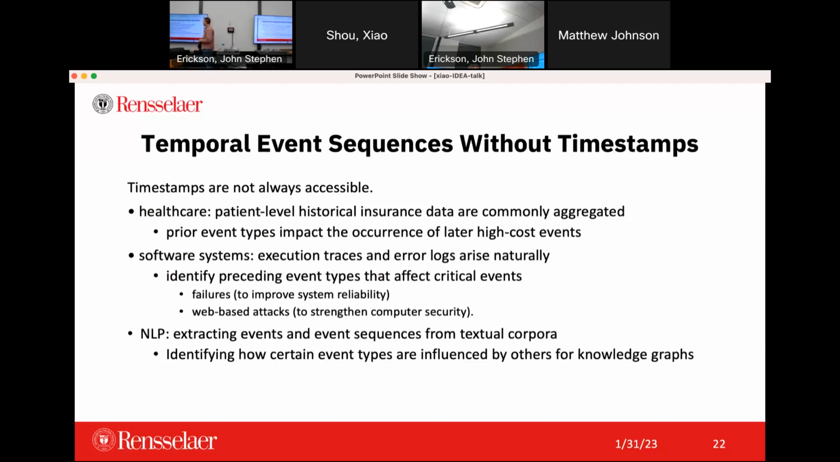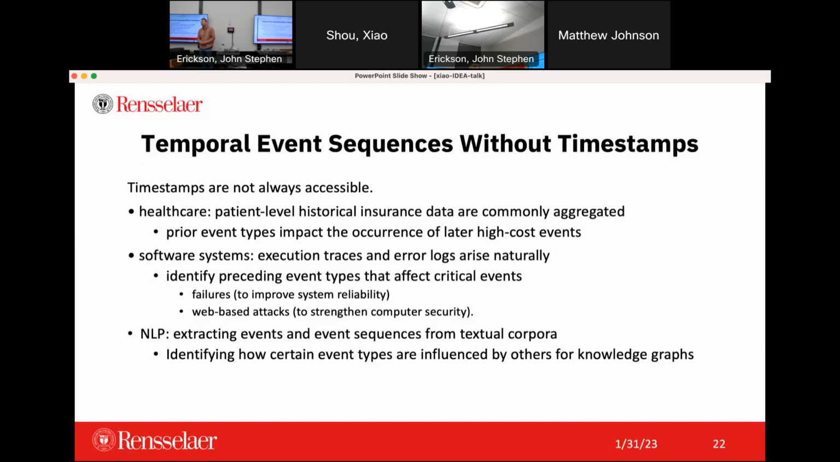And sometimes the event sequences come without timestamps because they are not accessible. In healthcare data, these data could be aggregated by months, like insurance data. And then the prior event type really impacts the occurrence of later high-cost patients. And in software, there are error logs or execution traces that may not have a time associated. So really identifying this will affect critical events, such as failures or web-based attacks.